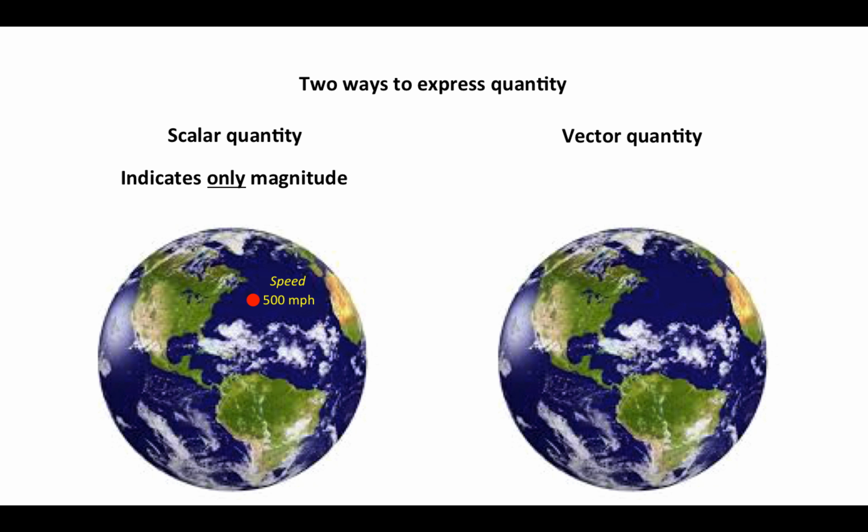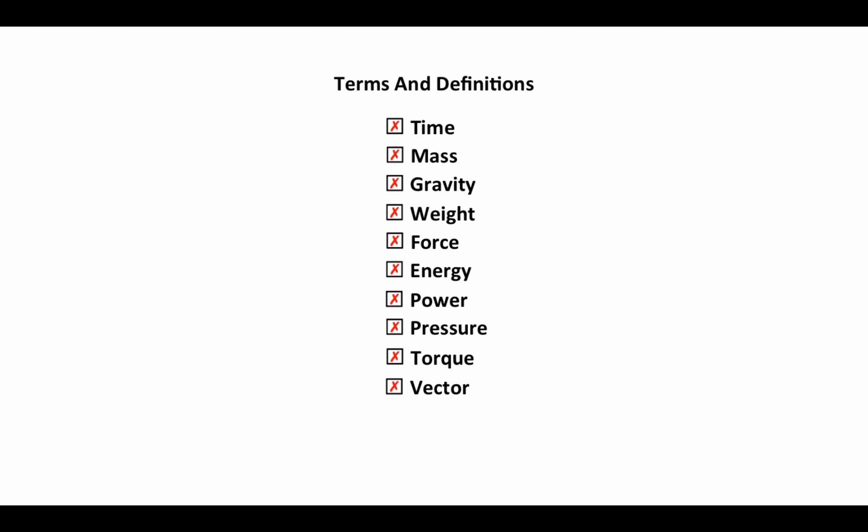The other is a vector quantity, which indicates both magnitude and direction. So here's our airplane again, also 500 miles per hour, but I'm indicating with this arrow that the airplane is flying in a particular direction, in this case due east. And that arrow turns our scalar quantity into a vector quantity of velocity. That completes our basic list of terms and definitions. Many of these will be gone into in greater depth later in the video.